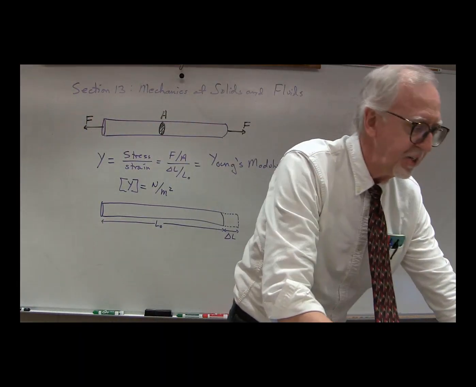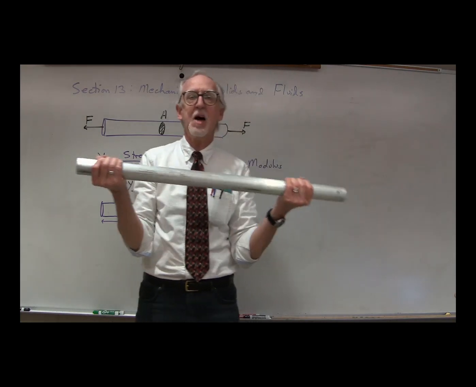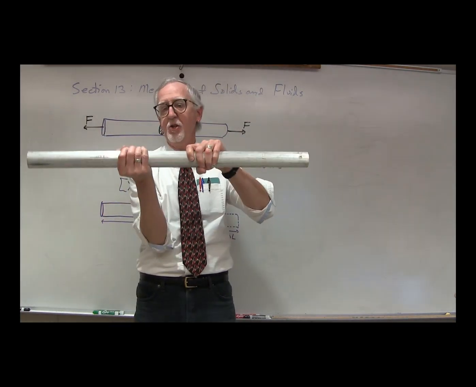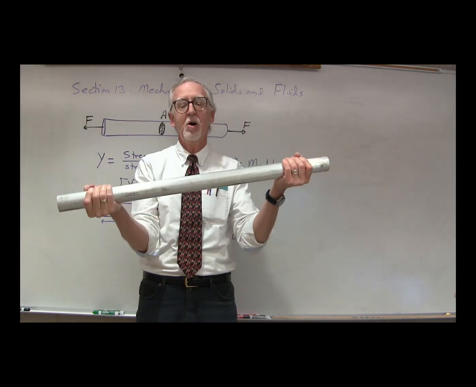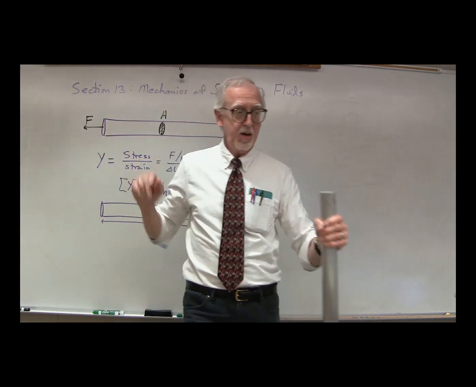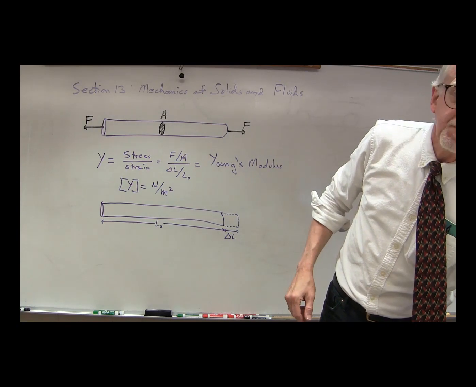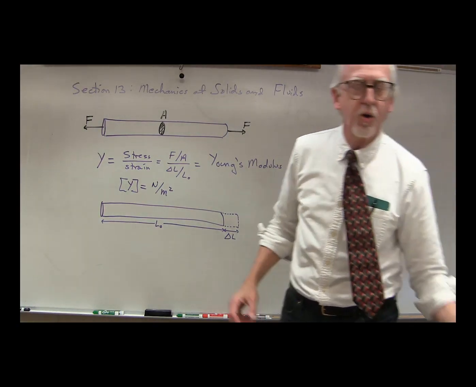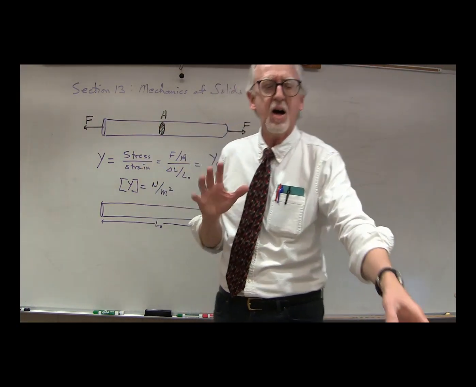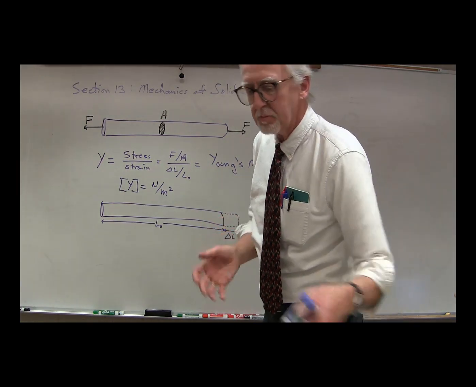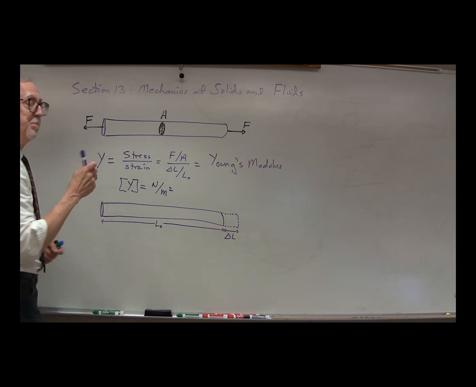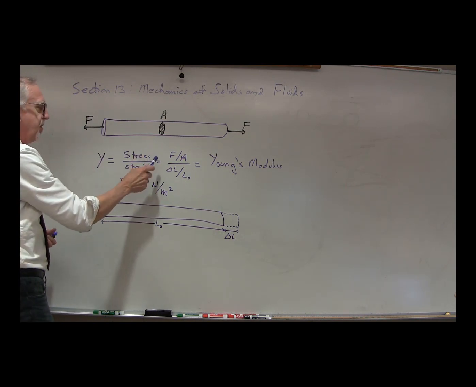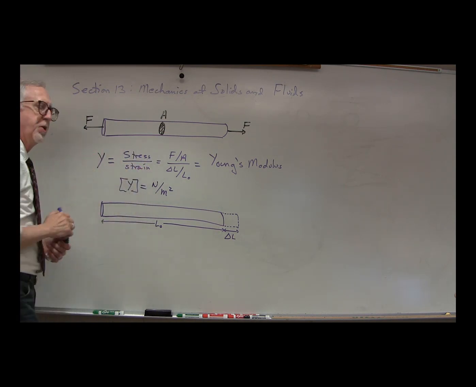If I tried to stretch this rod to double its length, this is an aluminum rod, it would break. It would just snap in two. So the Young's modulus is really talking about values for small deformations, not large deformations. But back to the comparison: the amount of stress per strain.